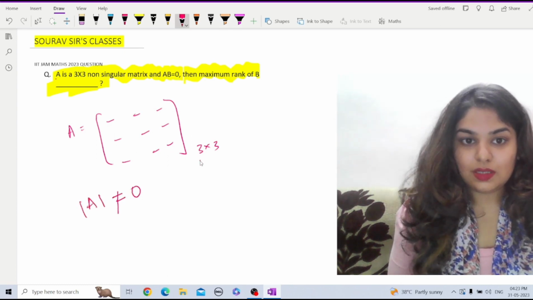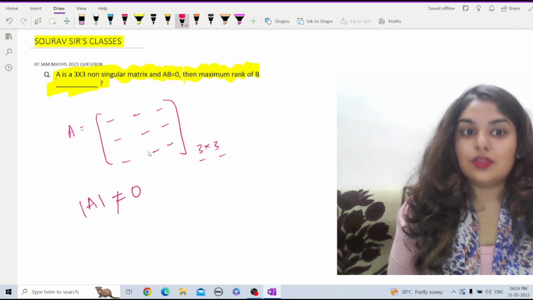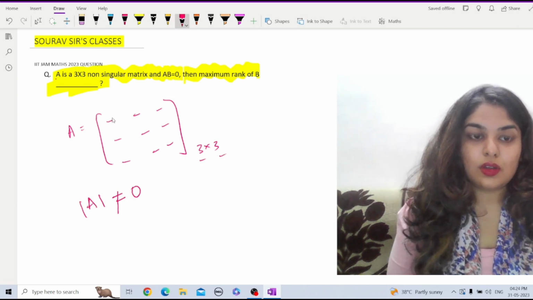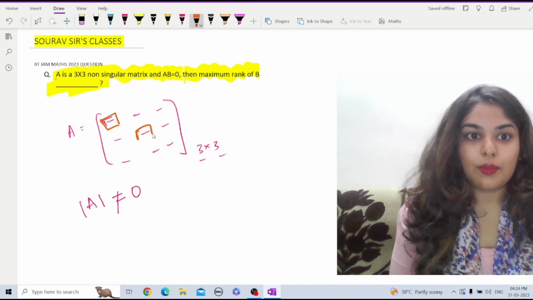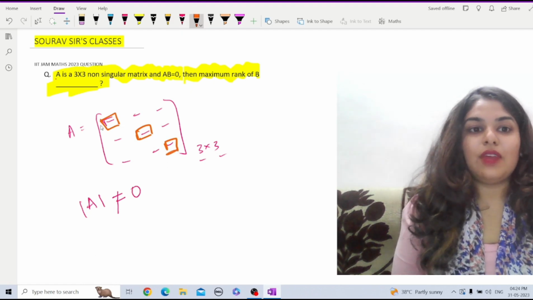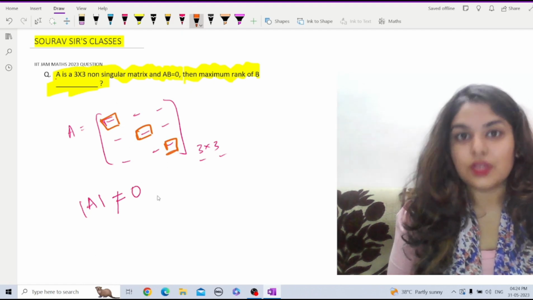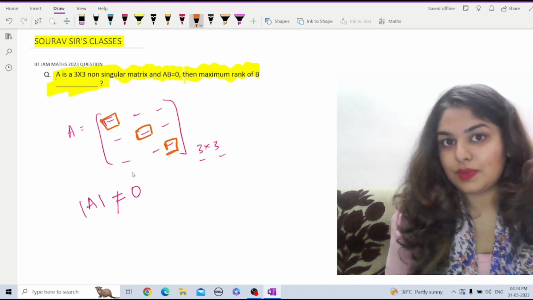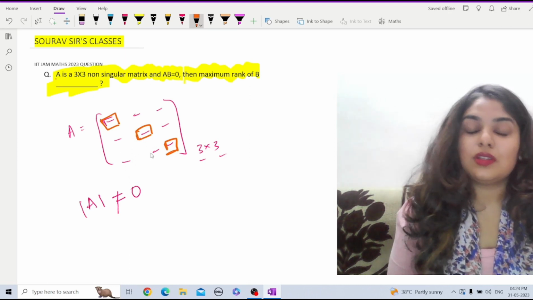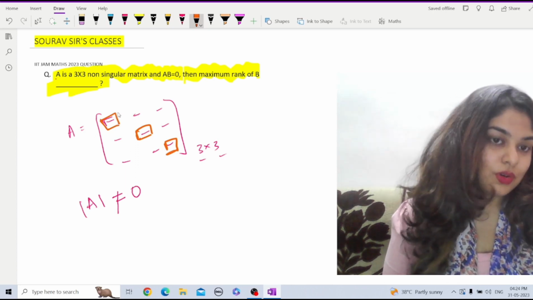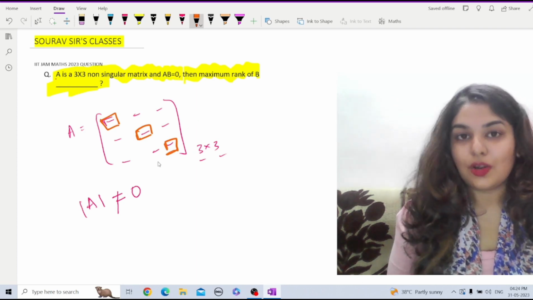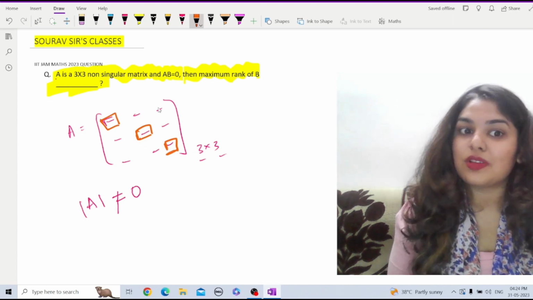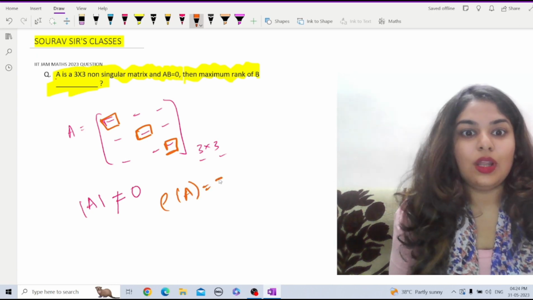Now for a 3 cross 3 determinant to be not equal to 0, if any single row or single column is all 0 elements, then obviously the determinant will be 0. So in order for the determinant to be not equal to 0, we should have a number other than 0 in every column and row. So if we try to find out the rank of the matrix, then the maximum possible rank of the matrix A will of course be 3.